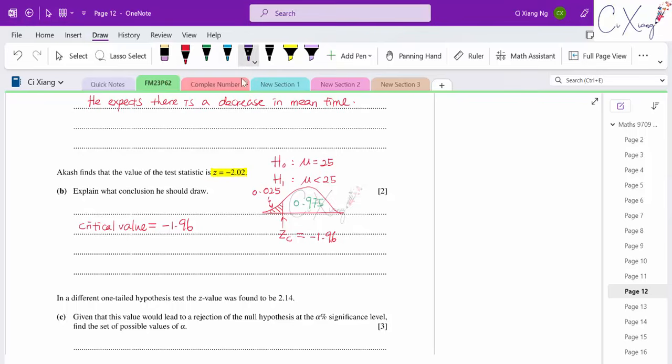Okay, and then if we try to put the test statistic, negative 2.02, into the diagram, it should be somewhere under the rejection region, because negative 2.02 is smaller than negative 1.96. Okay, so this is the main reason. Okay, we make the conclusion. So since we know that the test statistic, which is negative 2.02, is actually smaller than the critical value.